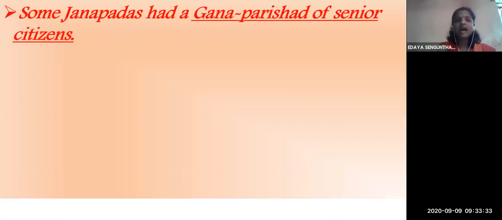Some Janapadas had a Gana Parishad. Now, an important word: Gana Parishad of senior citizens. So, Gana Parishad of senior citizens. What do you mean by senior citizen?